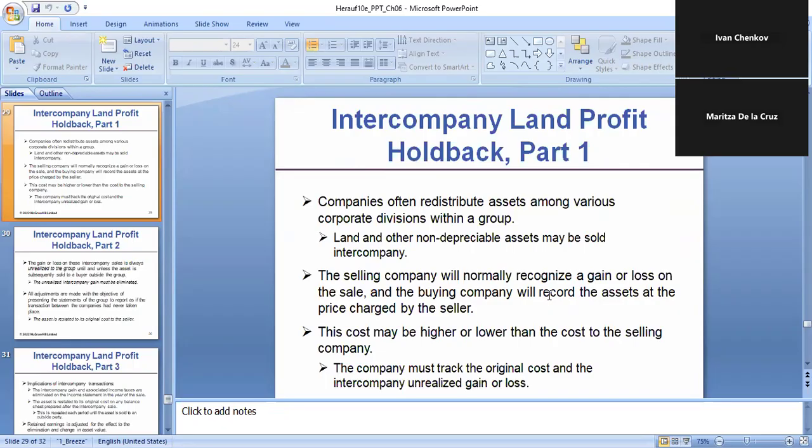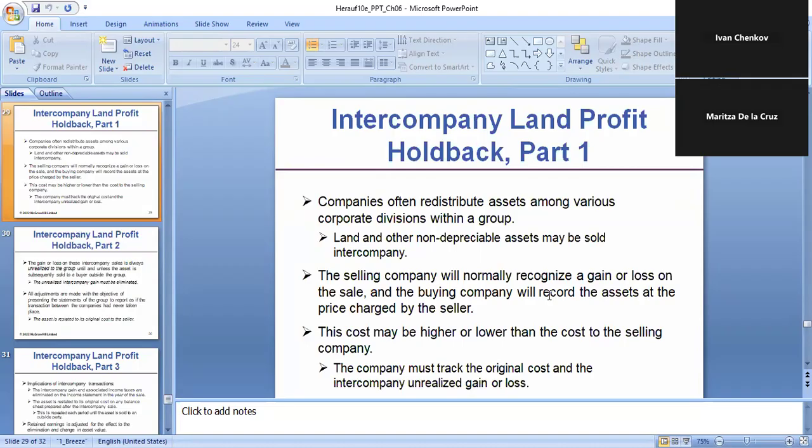We saw the inventory, how the inventory works, first upstream and second downstream. Now let's see what's going to happen if we have an intercompany transaction related to land and profit. Companies often redistribute assets among the various corporate divisions. Land and other non-depreciable assets may be sold from one division to another division. Now, the selling company will normally recognize a gain or loss on the sale, and the buying company will recognize the purchase of the asset.